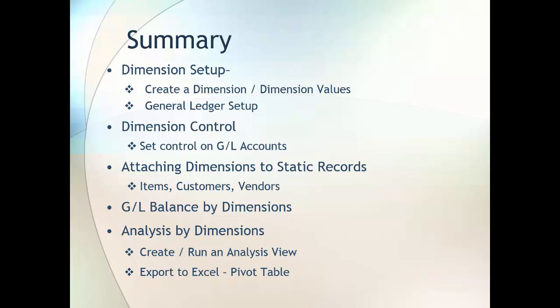And then finally, we've gone through the analysis by dimension route. We've created our new analysis view record, picking up our new dimension code product, and then looking at one of our existing analysis views. We have run the view and exported it to Excel so that we can see the pivot table that is generated from there.